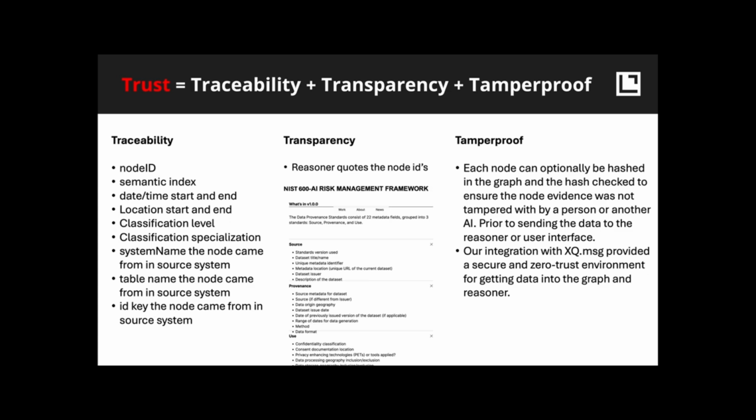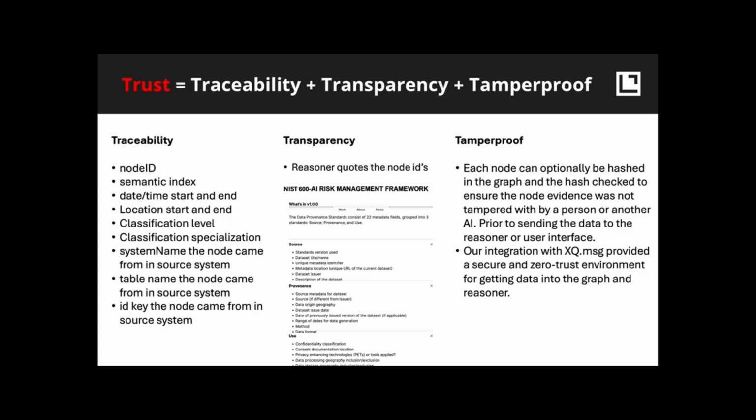We know where this data came from, what the usages are around the data, and what the confidentiality is for the data. In fact, we actually implement the NIST 600 AI risk management framework so that we can make sure our application meets these standards and can reason over different pieces of information, and include and exclude different pieces of information based on filtering, based on these parameters.